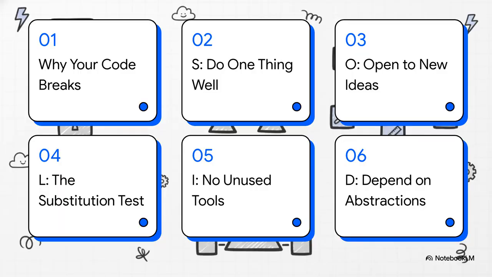So here's our game plan for untangling this mess. First, we'll look at why our code breaks in the first place. Then we're going to break down our 5-part toolkit, the SOLID principles themselves. We'll cover S for doing one thing well, O for being open to new ideas, L for what I call the substitution test, I for not having a bunch of unused tools lying around, and finally D for depending on abstractions. Let's get into it.